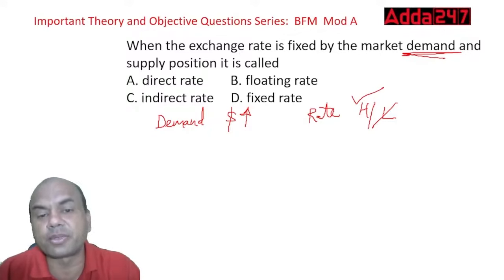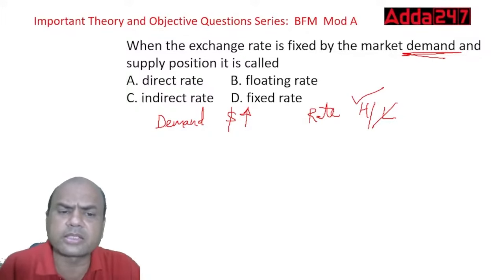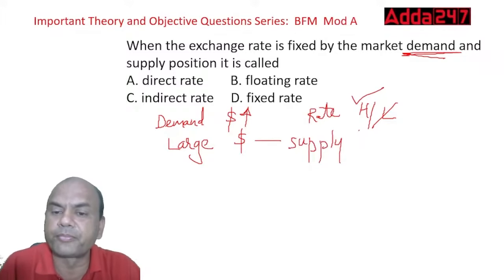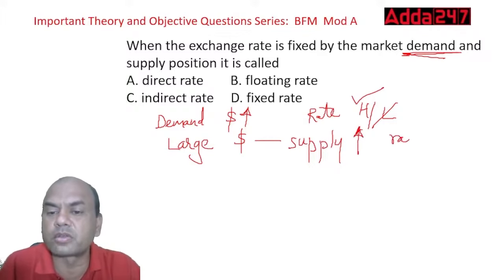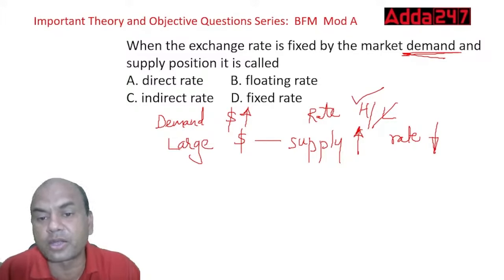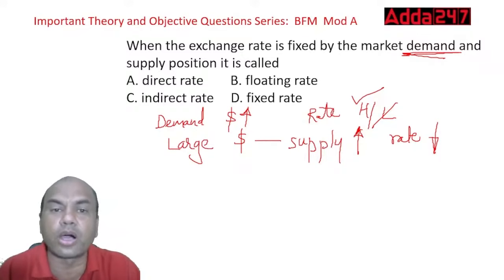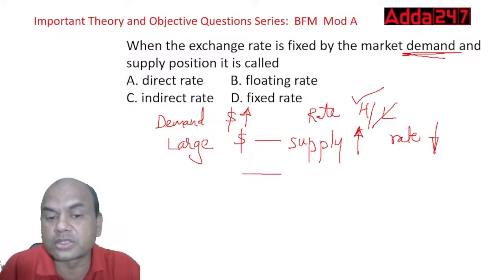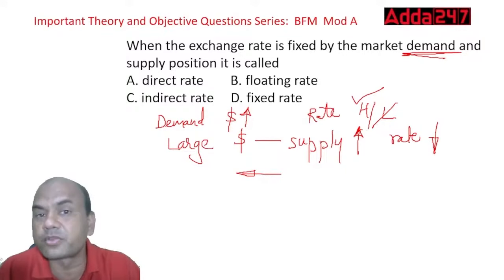When does this happen? This happens when you have huge fund flows coming in. Suppose in India, a large amount of dollars is coming in, everyone is investing dollars. Then the supply will go up. If supply goes up, the rate goes down, so the dollar rate will go down. So when large dollars come in, the supply of dollar goes up, and the rate goes down. And vice versa, if all the investors are moving out of the country, so dollars are moving out, it means there is less supply of dollars in this country. Then the rate will go up.